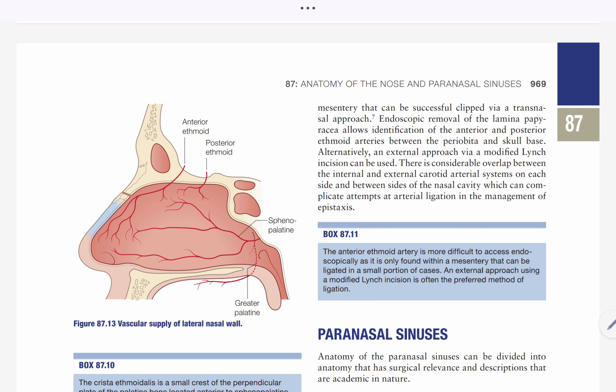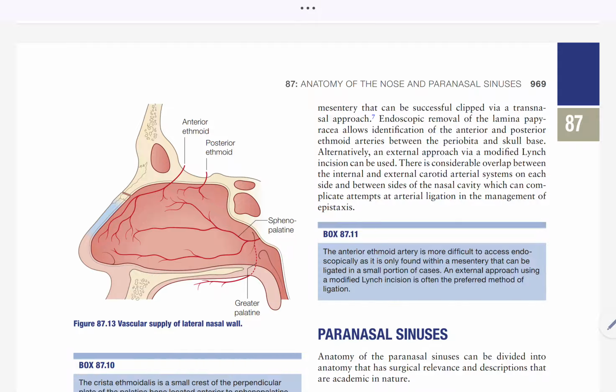Endoscopic removal of the lamina papyracea allows identification of the anterior and posterior ethmoid arteries between the periorbita and skull base. Alternatively, an external approach via the modified Lynch incision can be used. There is considerable overlap between the internal and external carotid artery systems on each side and in between sides of the nasal cavity, which can complicate attempts at arterial ligation in the management of epistaxis.